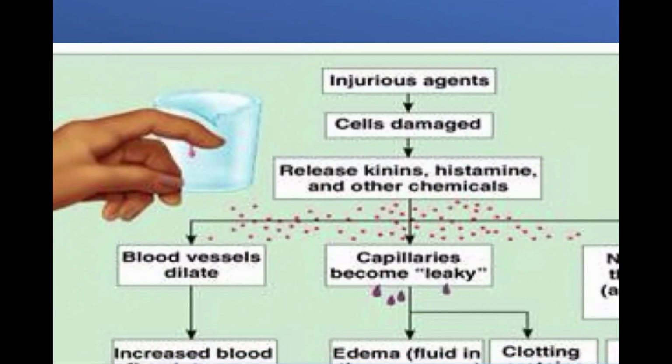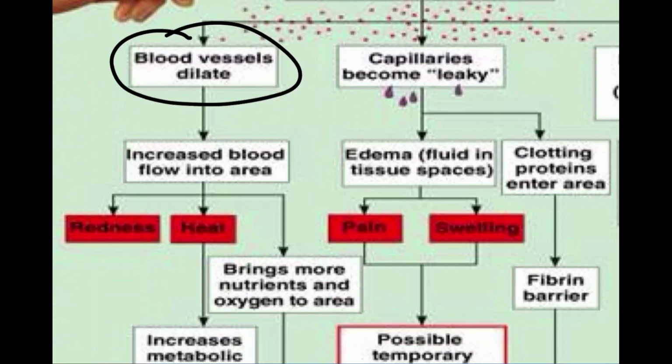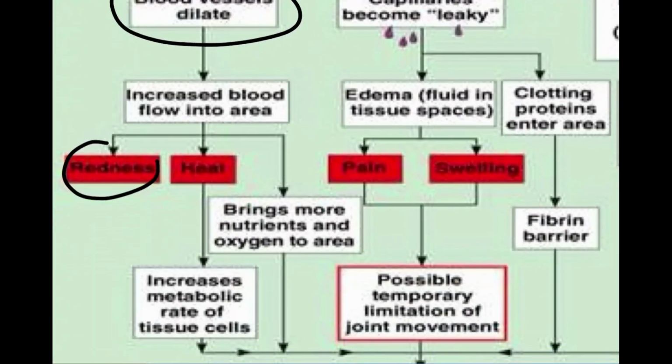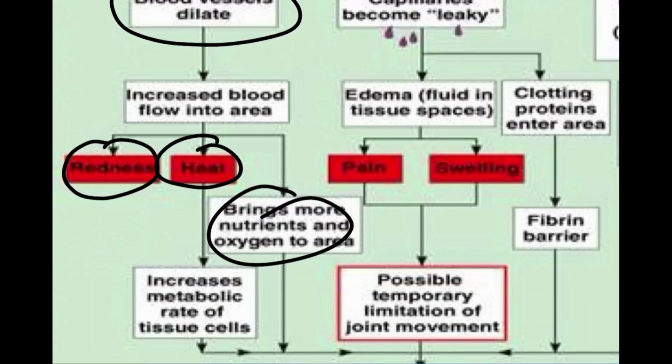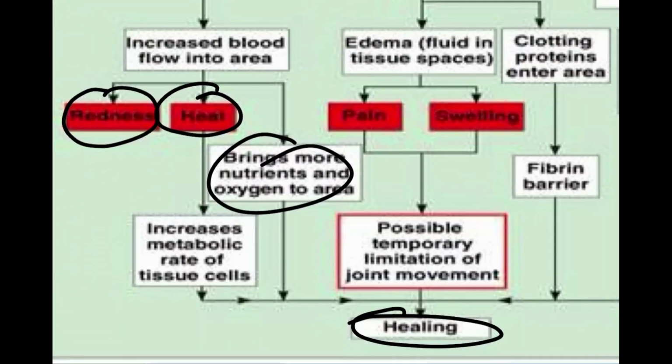So what does this do? The first one, blood vessels start to dilate, which causes increased blood flow to the area, causing the redness and the heat. All of this extra blood flow to the area also brings more nutrients and oxygen, which are needed for healing to occur. You need oxygen, you need nutrients there. The heat that is generated from this infection also increases the metabolic rate of our tissue cells to promote regeneration and healing.